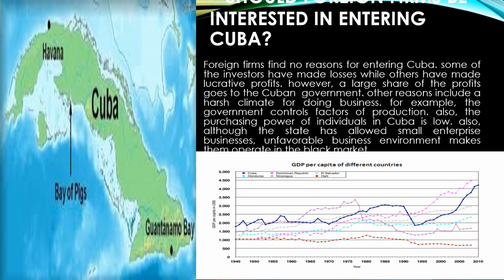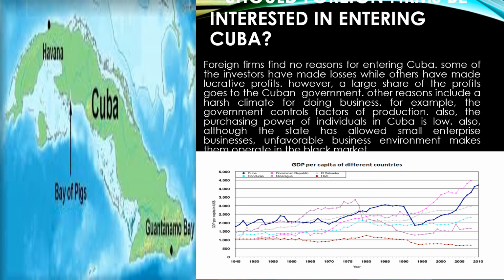For example, the government controls the factors of production. So the purchasing power of individuals in Cuba was quite low, and it was not favorable for doing business, and it's also not good for small enterprises to survive.